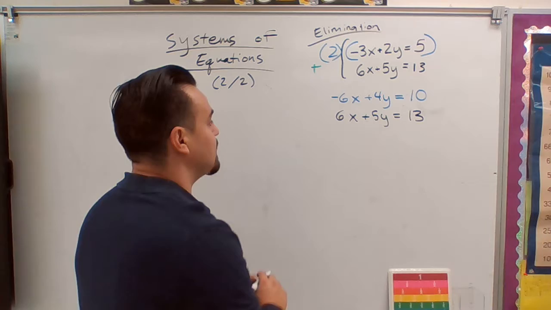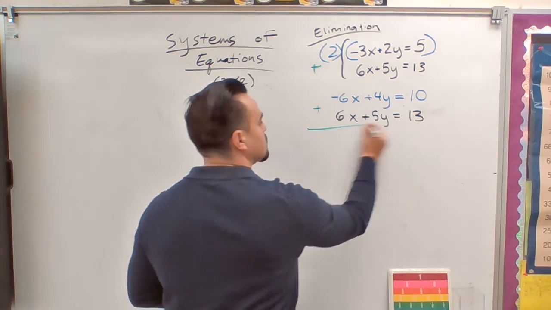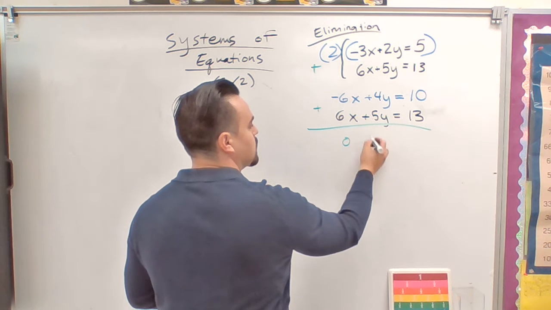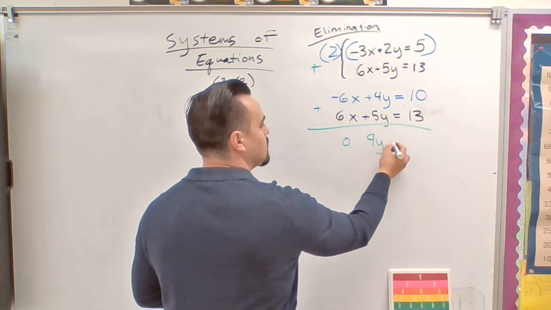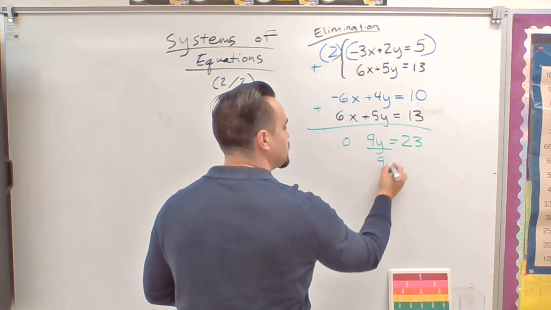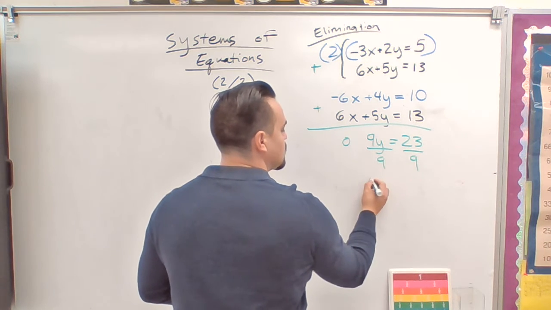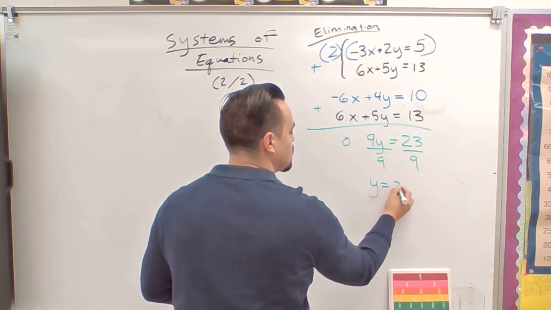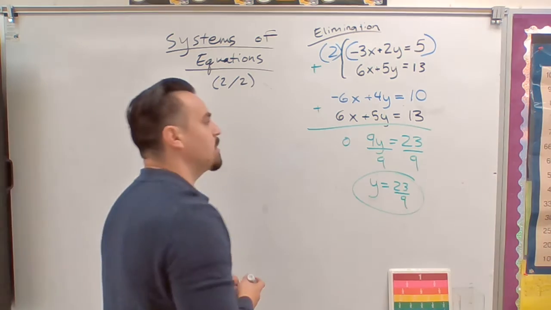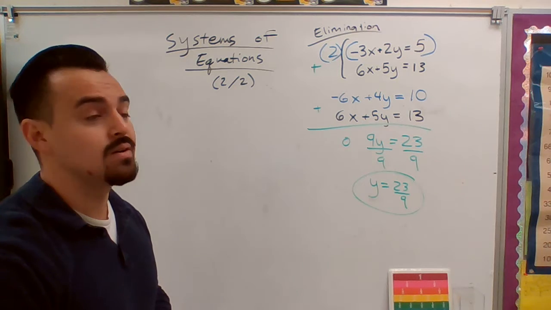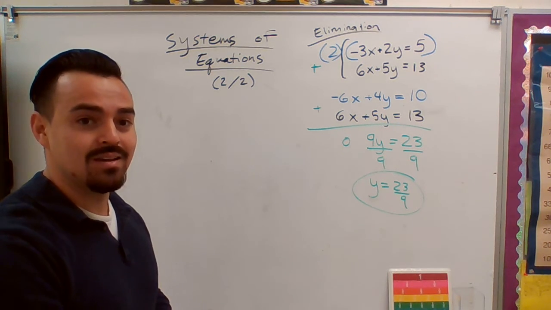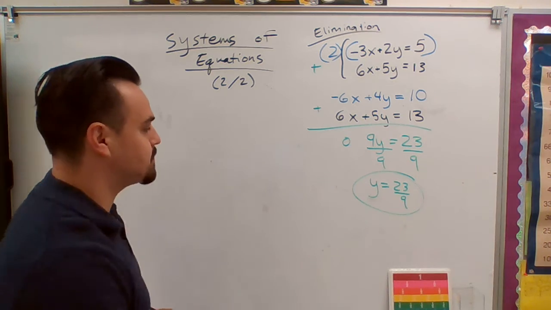Next up, I add them together. Those will cancel out. That'll be 0x, or just 0. Those will be 9y is equal to 23. So y is equal to 23 over 9. We found out one of our values. We now got to plug it back in to get our x.